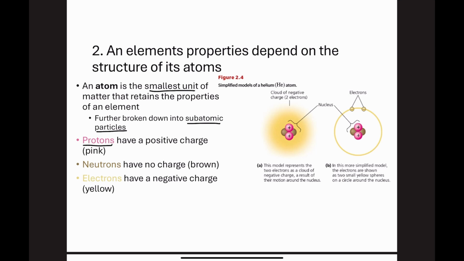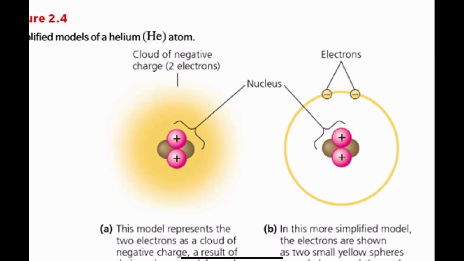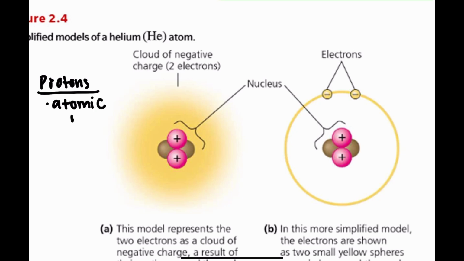So when we look at this figure over here, we can make a few different observations about our protons, which are represented in pink. The first one is that our protons are found in the center of the atom. They are found in the nucleus. And the second observation we can make is that they have a plus sign in them. So our protons are found in the atomic nucleus, and they yield a positive charge.